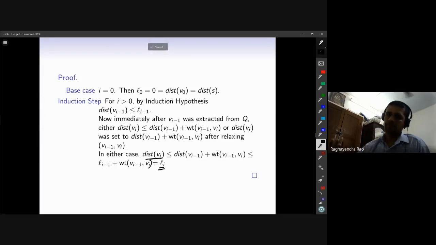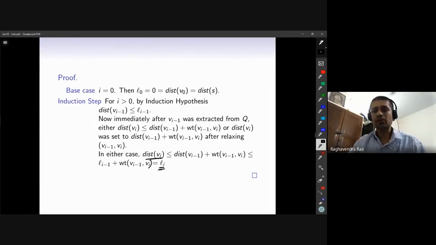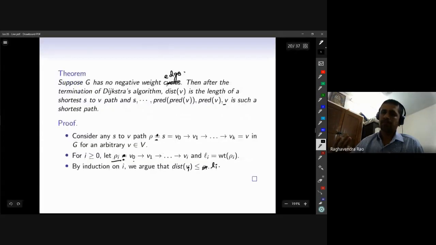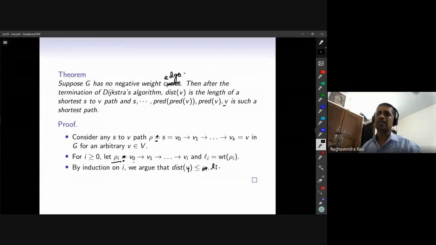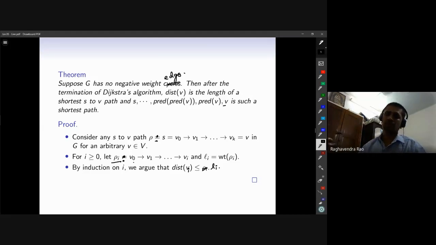Now we continue this way. When i is equal to k, distance of Vk is at most Lk, that is, the length of this path. So what we have argued is, if you take any path from S to V, the distance computed by the algorithm is at most the length of this path, or in other words, distance of V will be equal to the shortest path, because distance is upper bounded by the length of any S to V path. Maybe I'll go over it again, because I'm doing it in haste now.